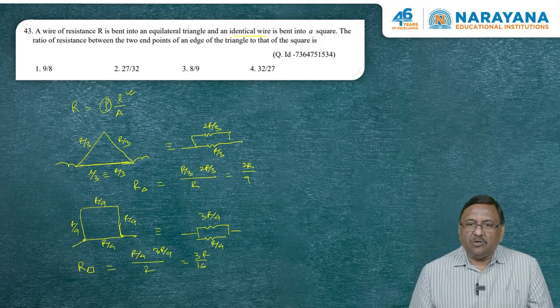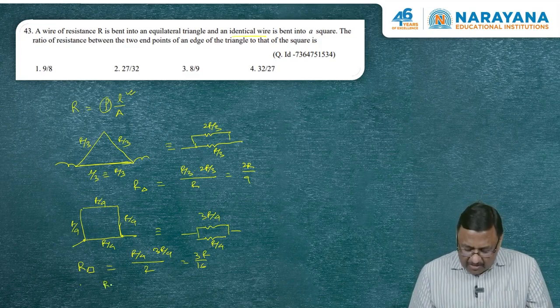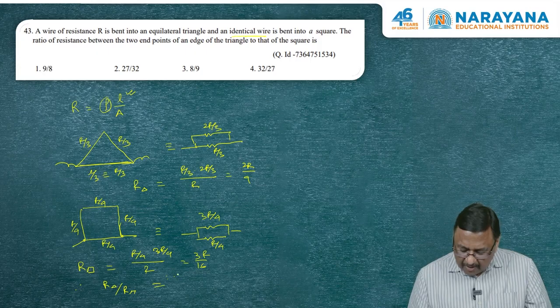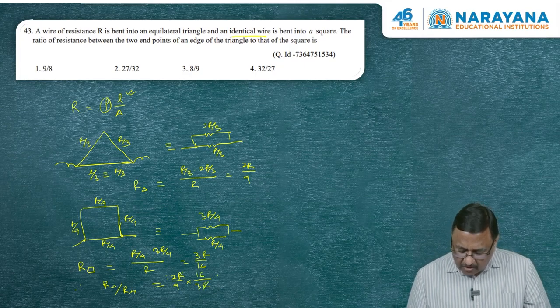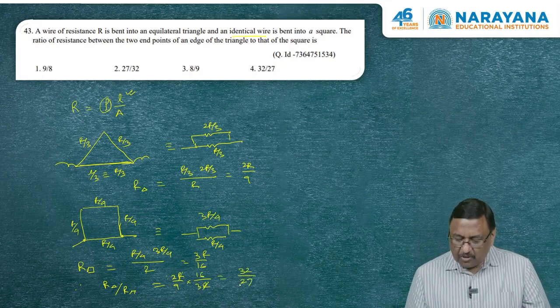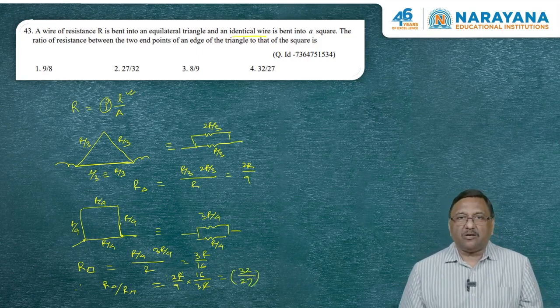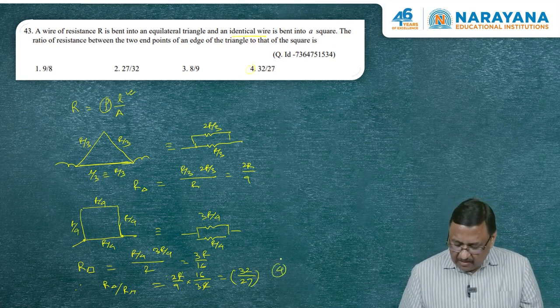He is asking the ratio of the triangle to the square. That means we get this easily. R of the triangle upon R of this square part. So this is going to be 2R by 9 divided by 3R upon 16. Since R goes out, 16 into 2 is 32 upon 27. So 32 upon 27 should be the right option for this. So you can say option 4 is the correct option for this question.